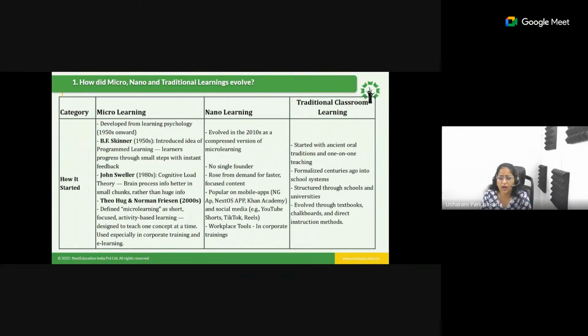Now coming to nano learning. It evolved in 2010 as a compressed version of micro learning. There is no one who has developed this nano learning. As and when micro learning was introduced, you can see it with Gen Z. That is where the digital platform emerged, and these youngsters are growing along with digital platforms and are used to all this, the compressed versions of micro learning. This is where they are learning more things in less time.